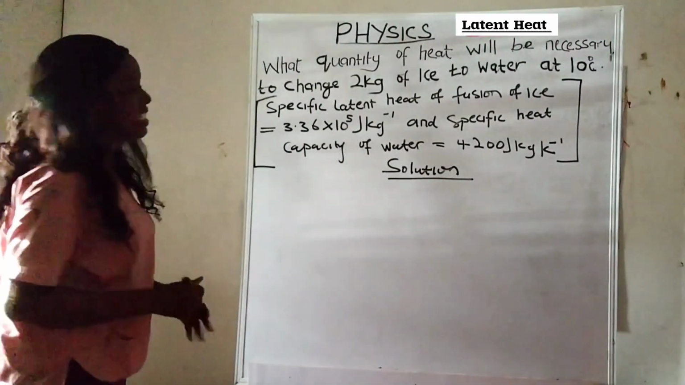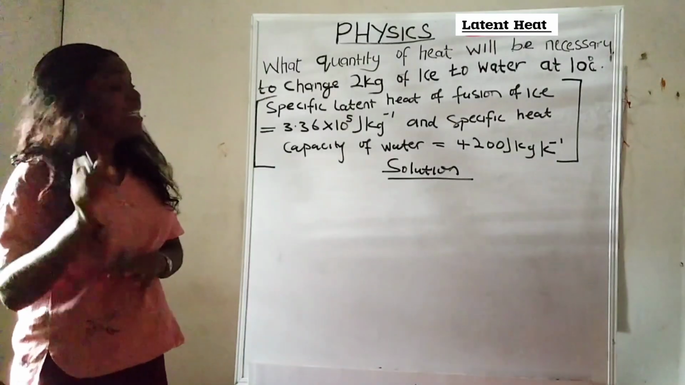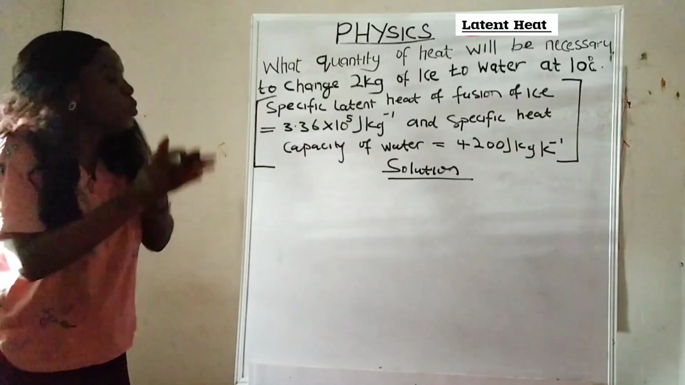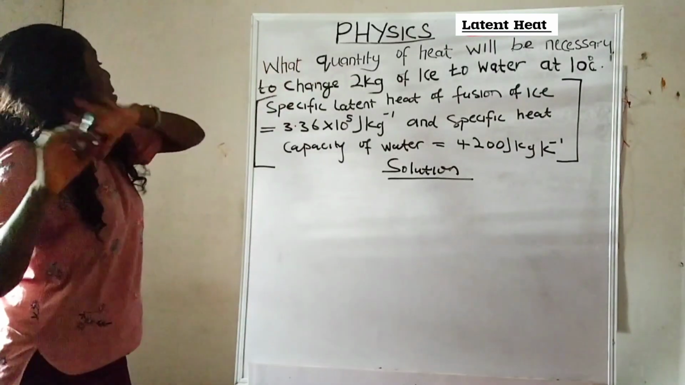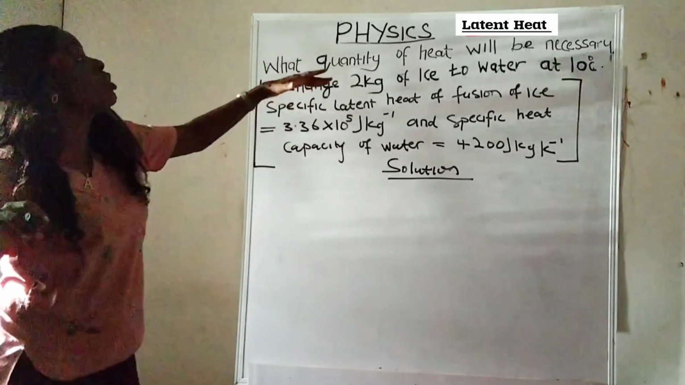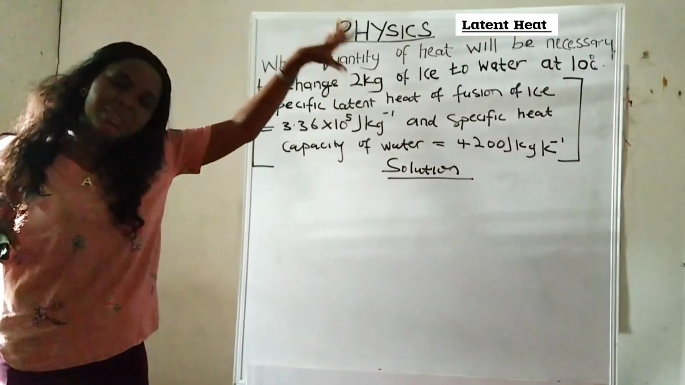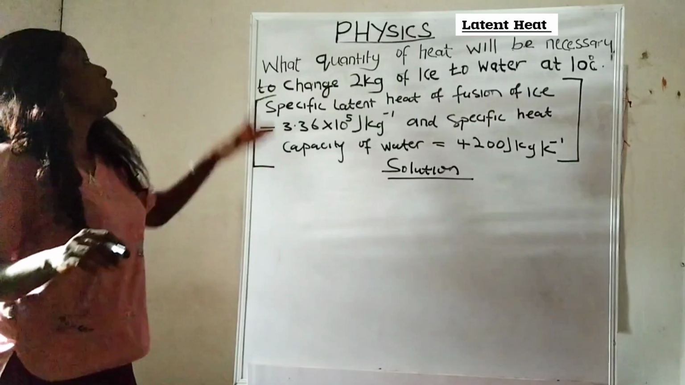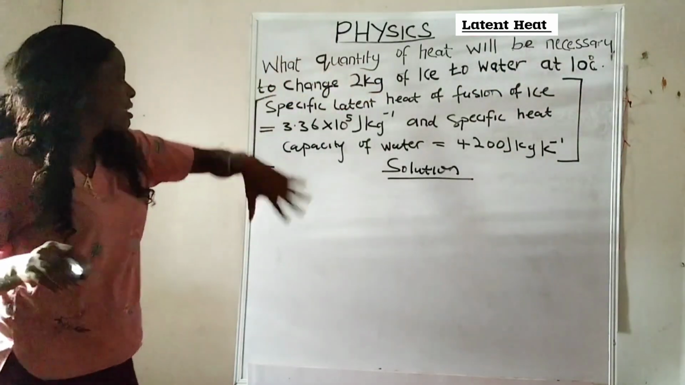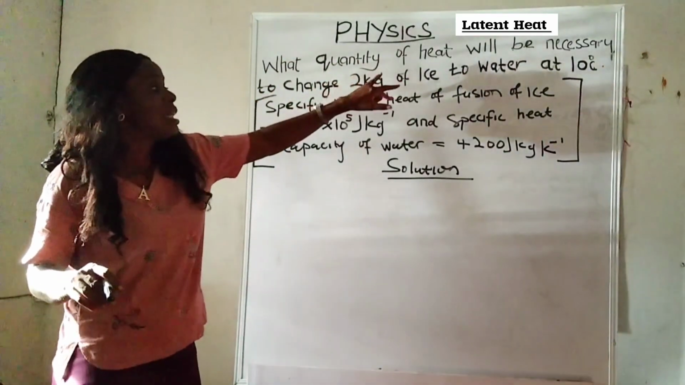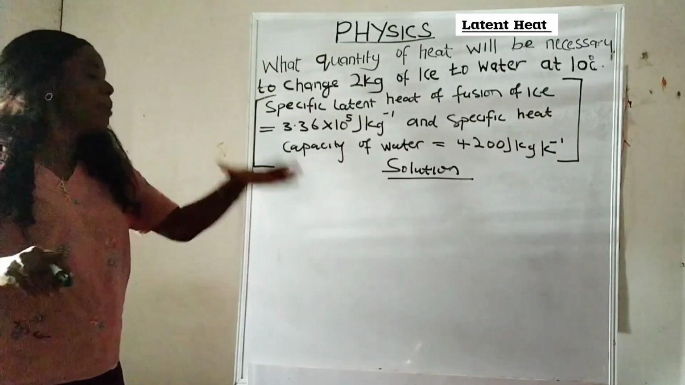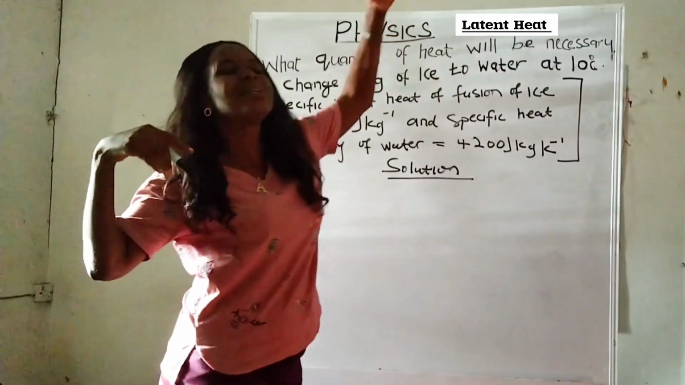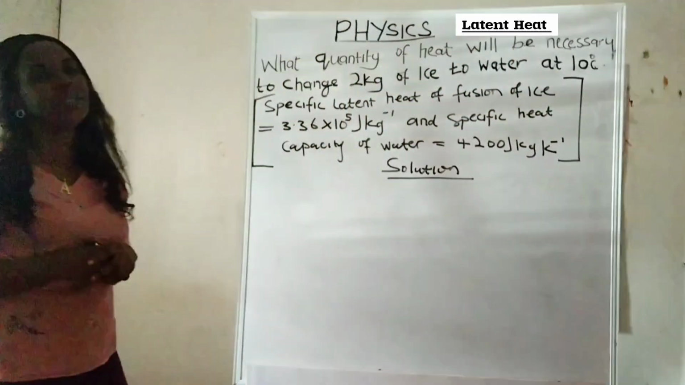So we start. I want to explain the question a little bit. The last question we treated asked us what quantity of heat will be necessary to melt 2 kilograms of ice to water at the same temperature. This question is asking almost the same thing. What quantity of heat will be necessary to change 2 kilograms of ice? This one is not at the same temperature again, but 2 kilograms of ice to water at 10 degrees Celsius.